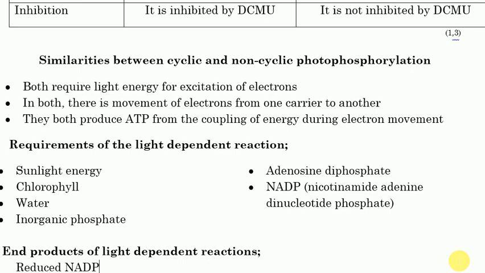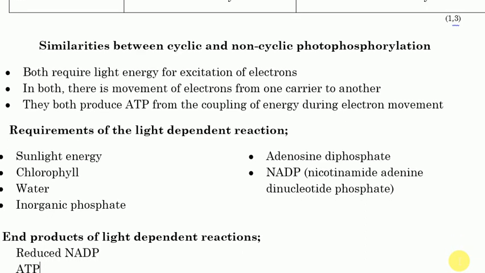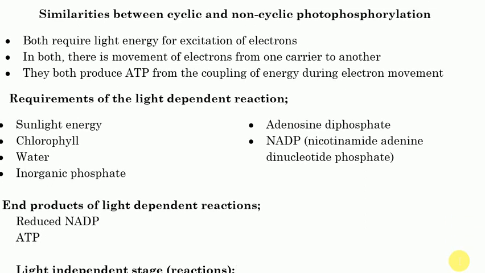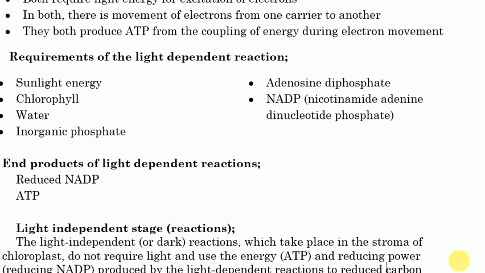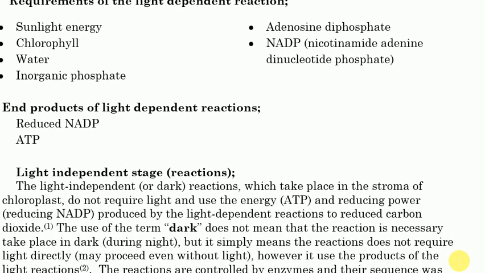And we have some of the requirements of the light reaction. Light reaction requires sunlight, chlorophyll, water, inorganic phosphate, adenosine diphosphate, and NADP, that is nicotinamide adenine dinucleotide phosphate. In terms of end product, we have reduced NADP and ATP. So the reduced NADP and ATP are simply used in the dark reaction to produce carbohydrate.